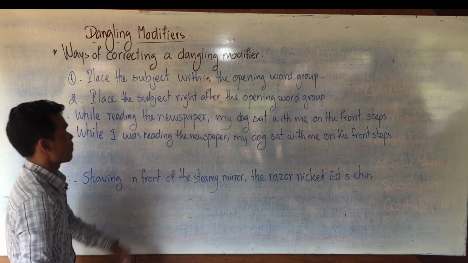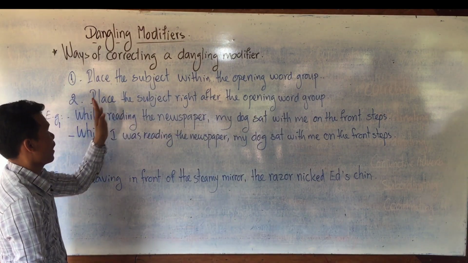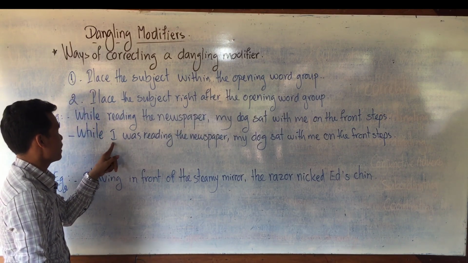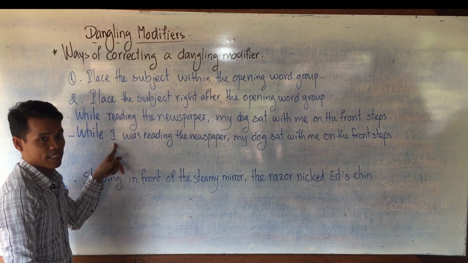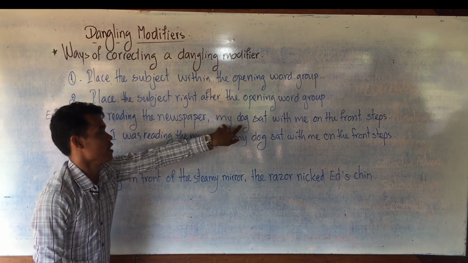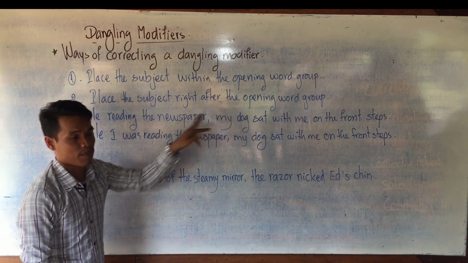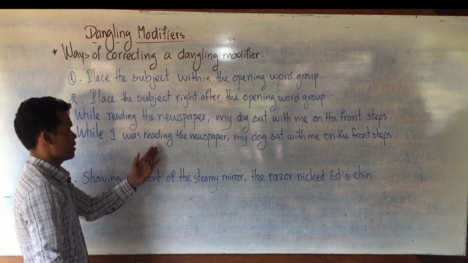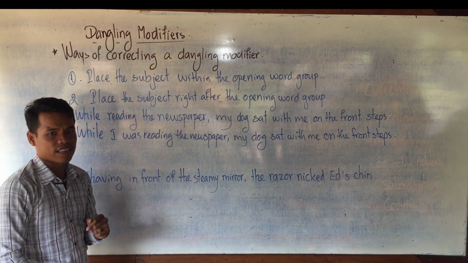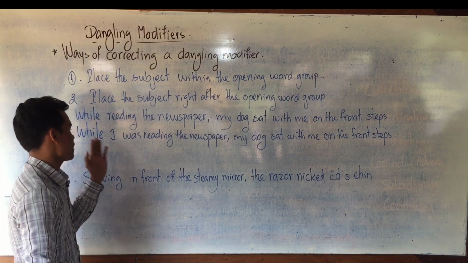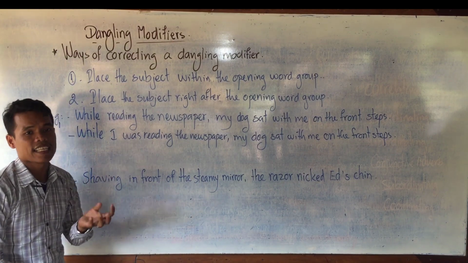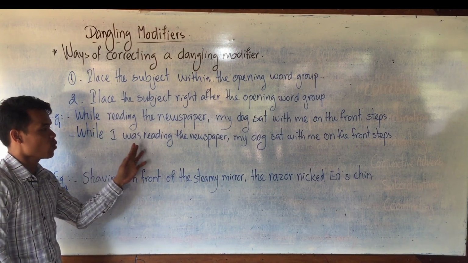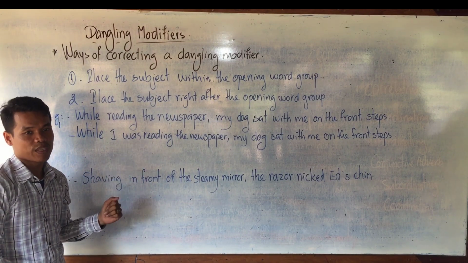This is one way of correcting a dangling modifier. You have to place the subject within the opening word group. Here you place the subject I, because you can see my dog. Can I say "while I read"? I cannot say yes or no, but take a look at while here, it is a conjunction. That's why with while we mostly use the continuous form.